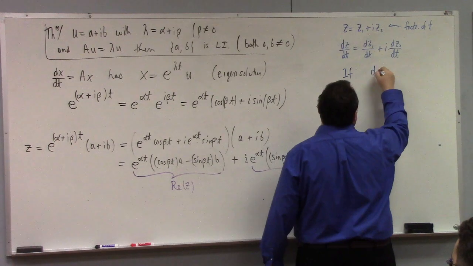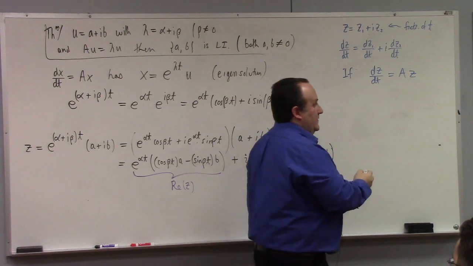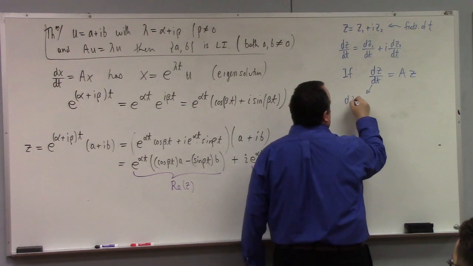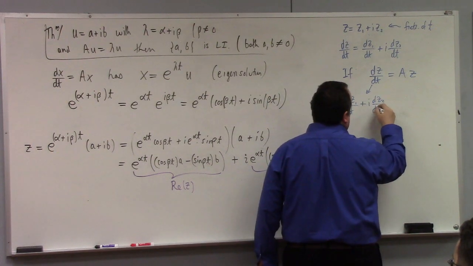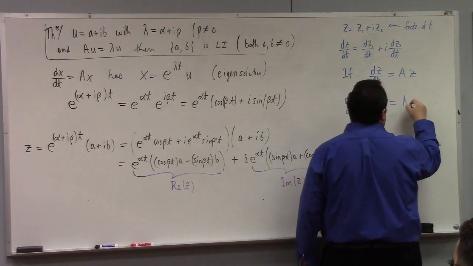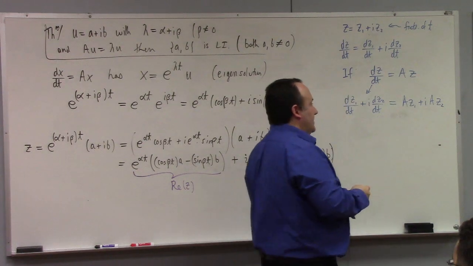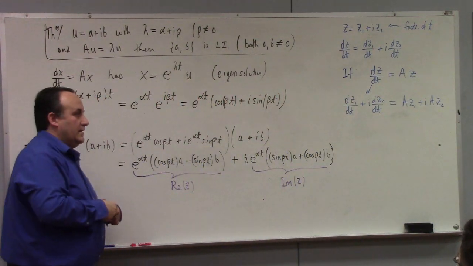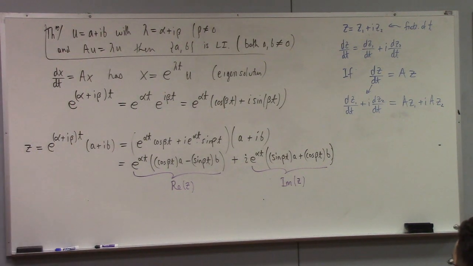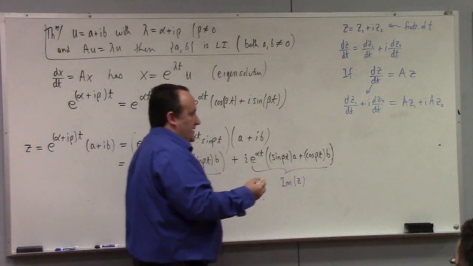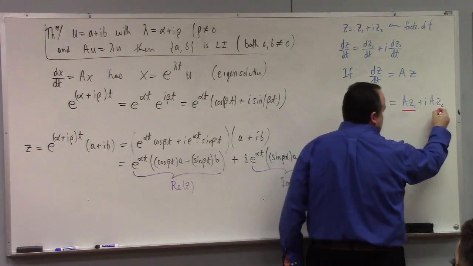If you have dz/dt equal to az, then this becomes dz1/dt plus i dz2/dt, and this, on the other hand, becomes az1 plus i az2. But that's a complex vector equation. The only way that can be true is if separately this is equal to that, and also this is equal to that.